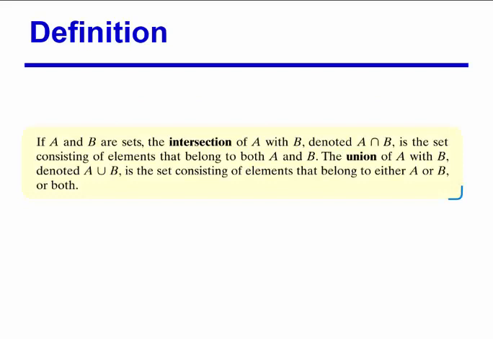So the first thing is working with sets. And so if A and B are sets, the intersection of A and B, and these are the symbols that we use, is a set consisting of elements that belong to both A and B. And then the union of A and B, denoted here with the symbols, is a set consisting of elements that belong to either A or B or both.